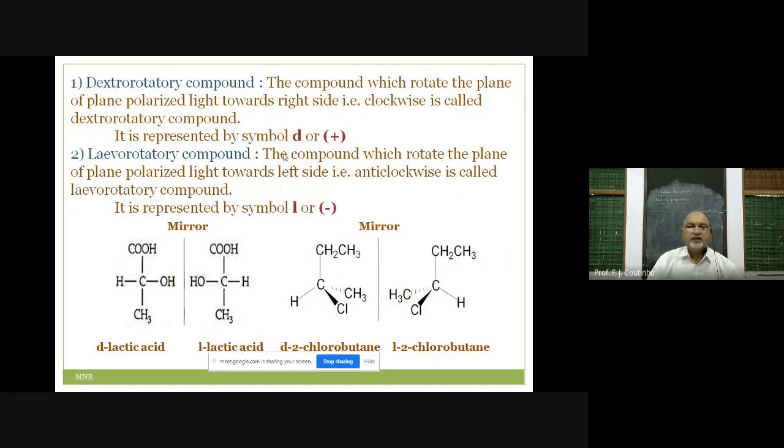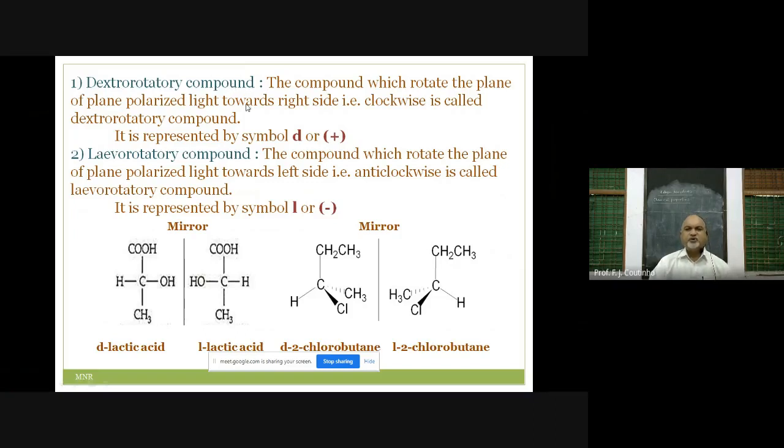Now we will study what we mean by different rotations of these organic compounds. If you look, there are two types of rotations. One is clockwise and one is anti-clockwise. If you look at the screen, the first is dextro-rotatory compounds, and opposite of this, the second is levorotatory.